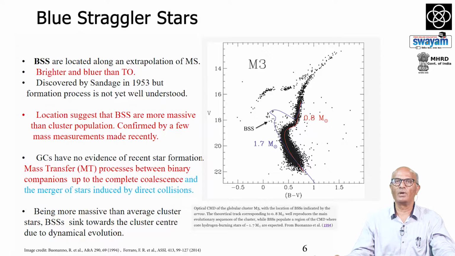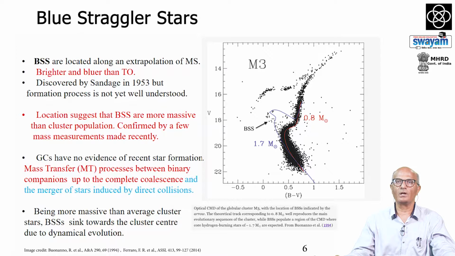So, right in the beginning people had doubts, and in fact, these types of objects were discovered by Sandage as early as 1953. But the formation process was not understood, and it took more than a couple of decades to really understand them, and UV observations taken with satellites like AstroSat have started contributing significantly to their understanding.